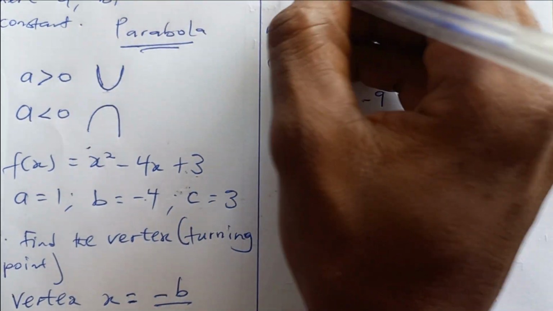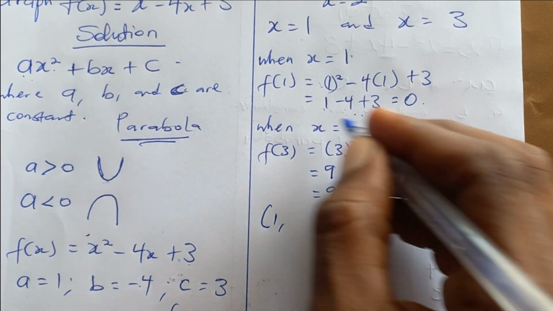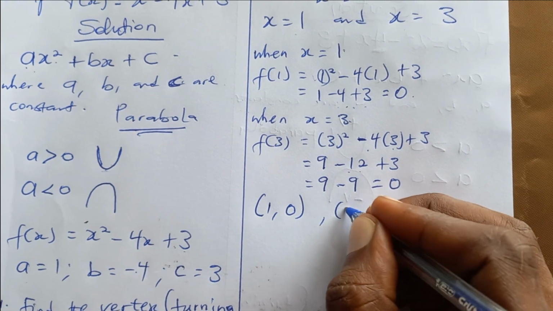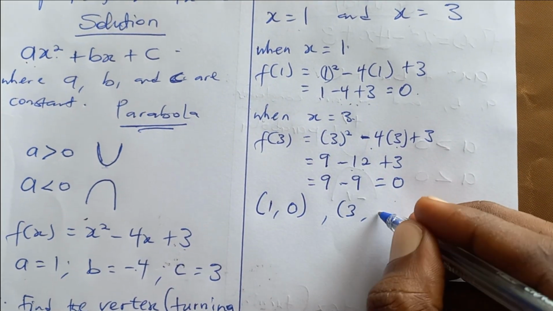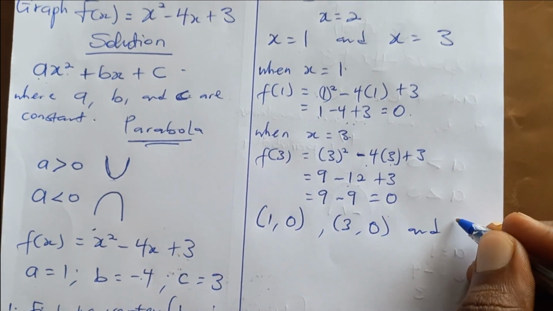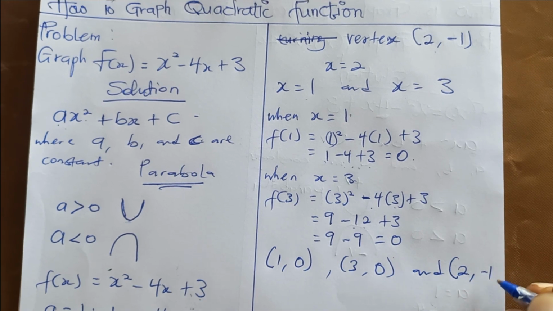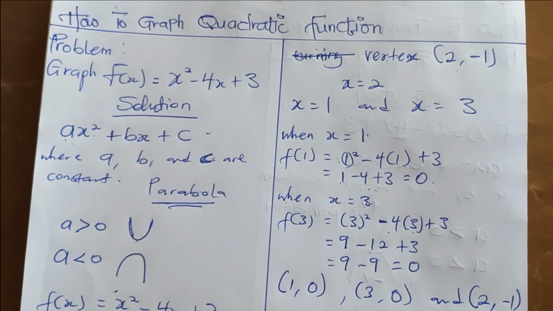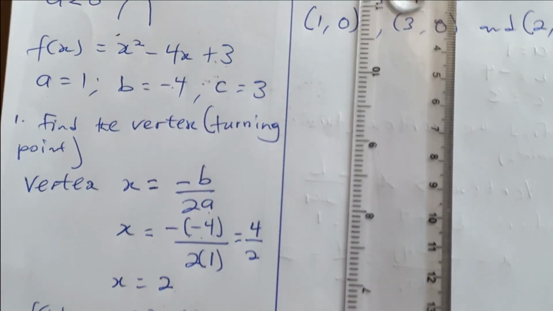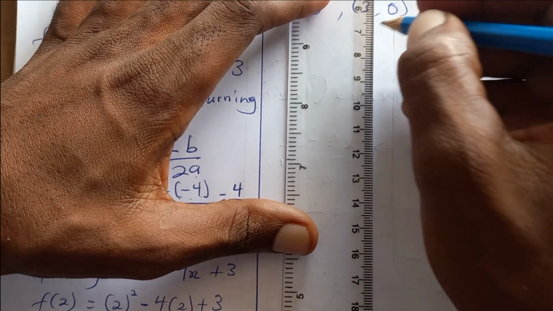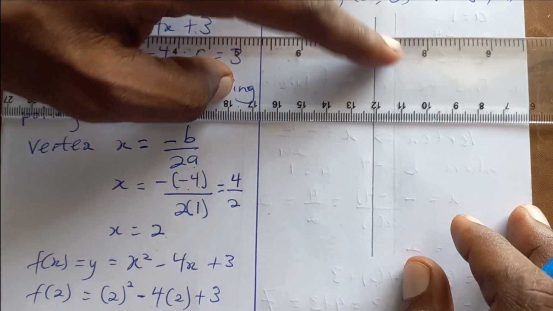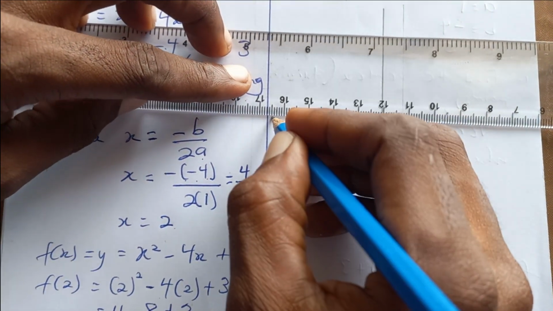So we get this point. When x is equal to 1, we have y to be 0. And when x is equal to 3, we had y to be 0. Then our vertex, which is what? 2, negative 1. So we are going to plot these points. Good. So we take our ruler and pencil, like this, nicely.